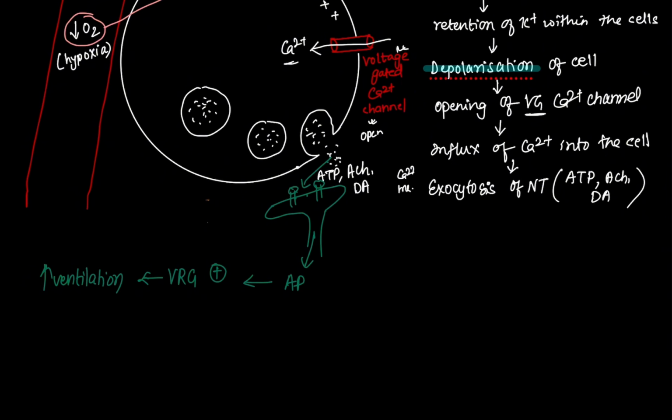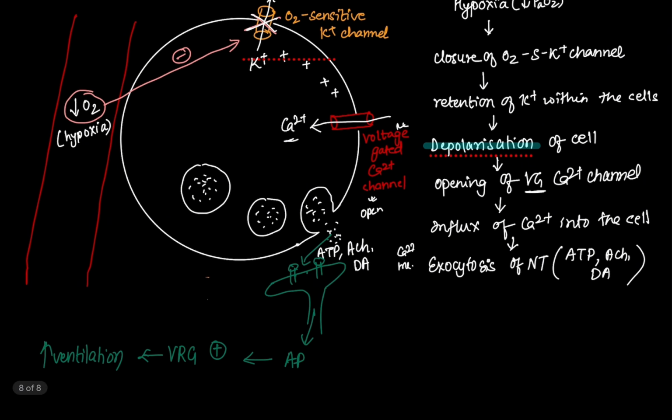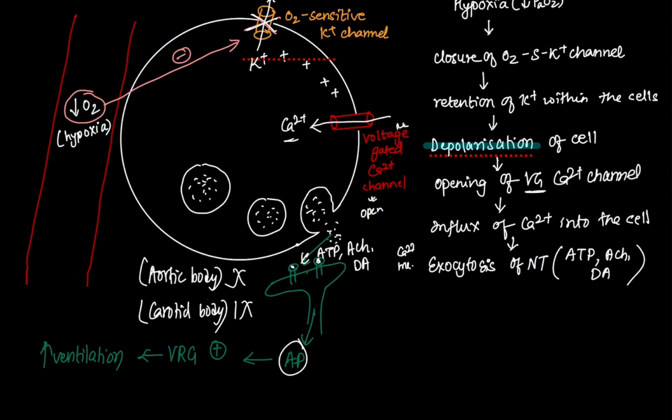Right? I'll tell you again. After the release of neurotransmitters, these neurotransmitters are going to bind to their receptors in the neurons. These neurons can be either the vagus nerve, if you are talking about the aortic bodies, or the glossopharyngeal nerve, if you are talking about the carotid body. So after the neurotransmitter binds to its receptors, there is going to be production of action potential. This action potential will travel and stimulate your ventral group of neurons present at the level of medulla, and after that the ventilation is going to get increased.